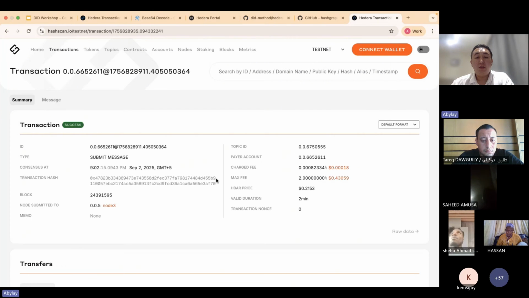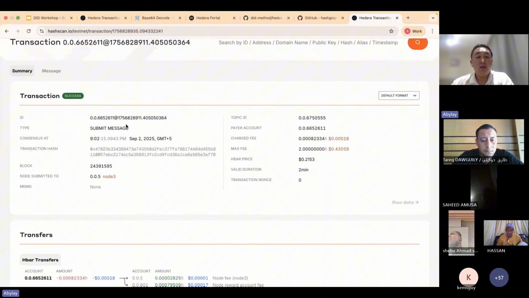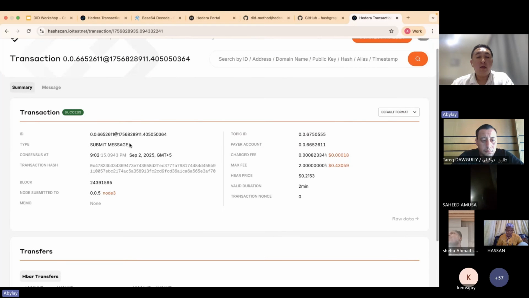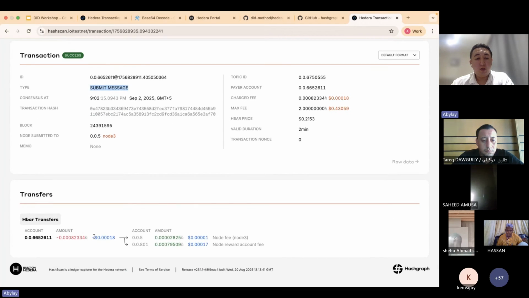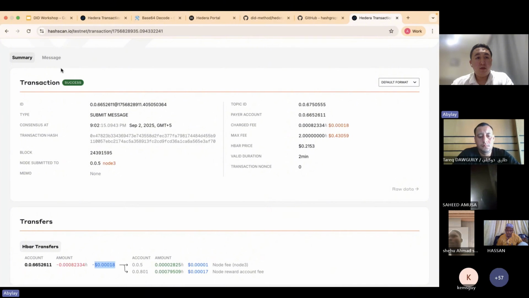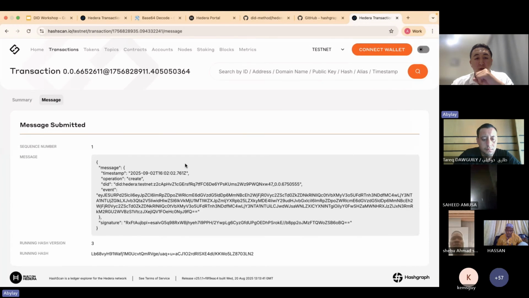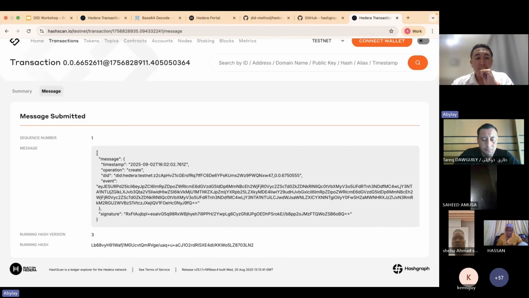As you can see from the Explorer, it's a Hedera Consensus submit message. It's very cheap and very quick. The cost is also very low. It's in line with our measurements. And if you click this message field, you can check the metadata, which is this one. Yeah, so basically we did it right.